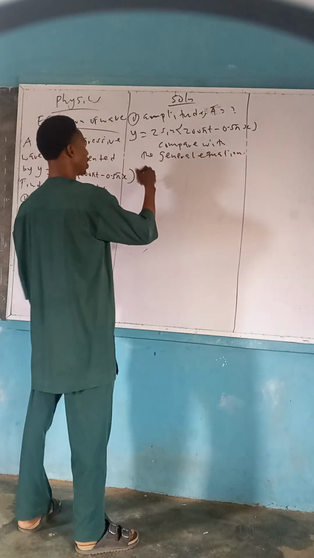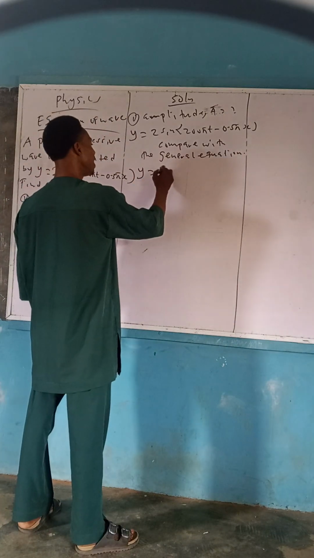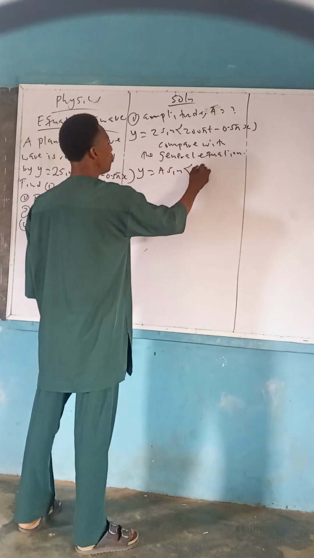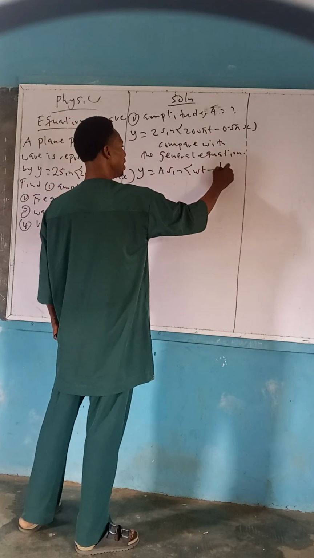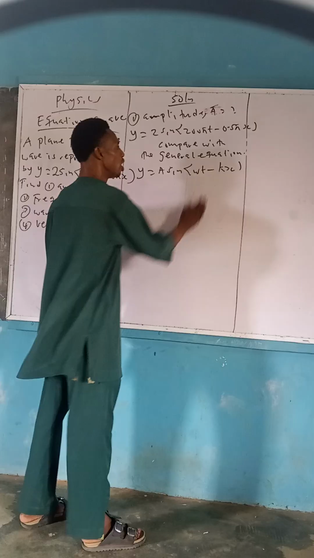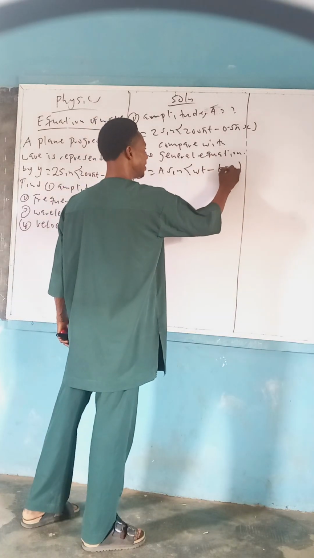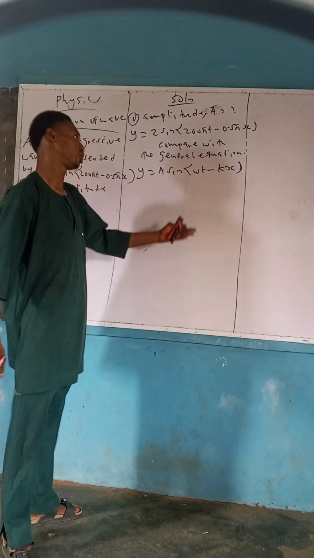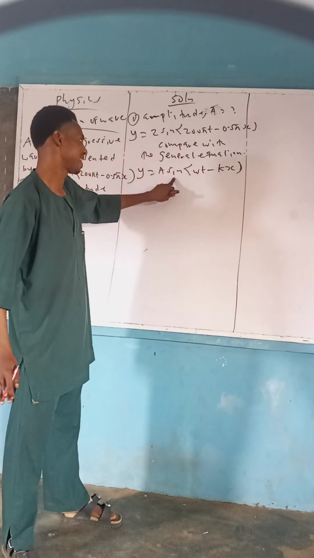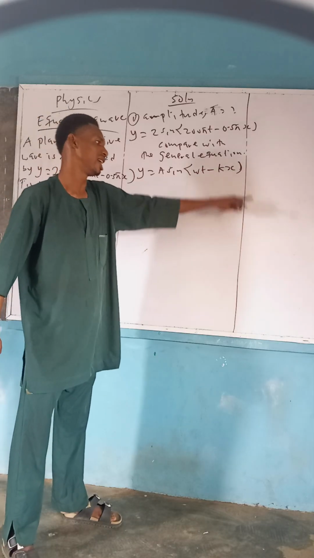Now what is my general equation? I'll take my general equation to be y = A sin(ωt − kx). Please take a look. My general equation is given as y = A sin(ωt − kx).